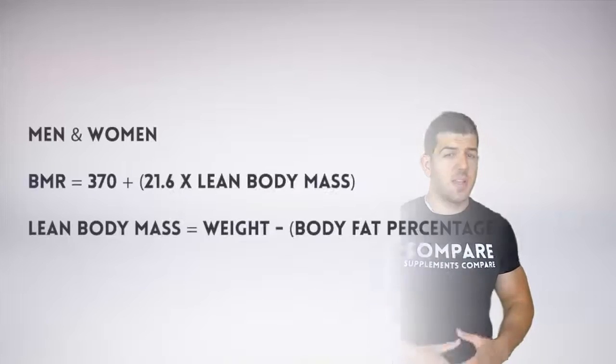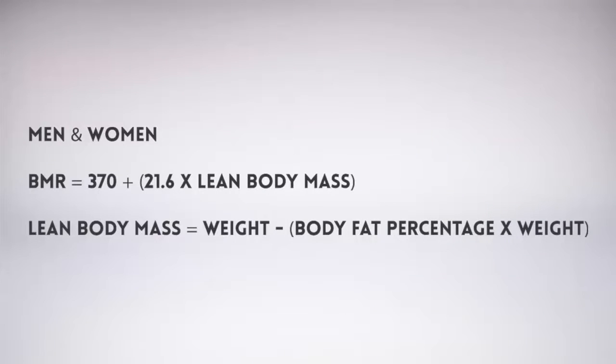There is also another formula, the Katch-McArdle formula, which should be able to give you an even more precise BMR as it takes into account body fat percentage. It looks like this. For men and women, BMR equals 370 plus 21.6 multiplied by your lean body mass. Lean body mass is your weight minus your body fat percentage multiplied by your weight. You actually have to have your body fat percentage measured to be able to use this formula. The problem with the formula is that most people don't know their body fat percentage.